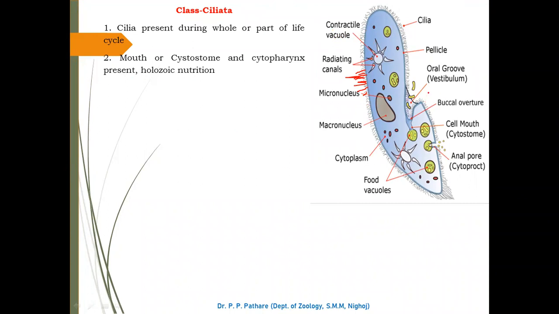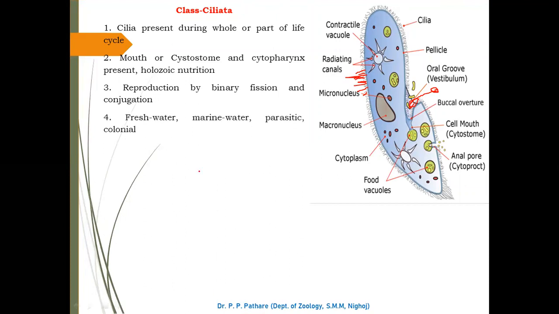Now if any food material is present, as you can observe here, this is the food material, so they can start the sucking process by using the buccal cavity, or suck it inside the animal body by using the oral groove formation. Next point, reproduction by binary fission and conjugation. This is a very common method observed in Class Ciliata animals. They generally use binary fission, but after maturation they can use the sexual method, that is conjugation. They are generally found in fresh water and marine water.